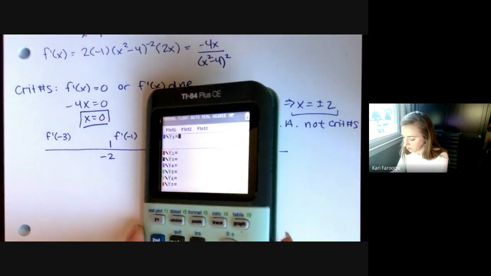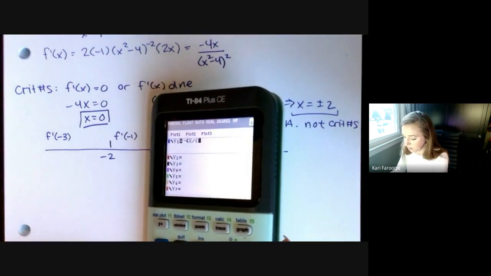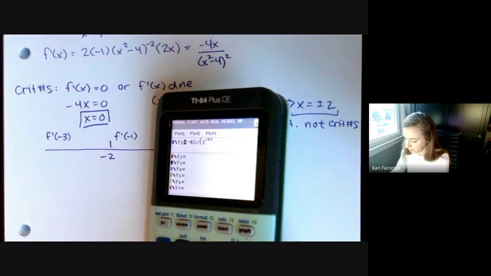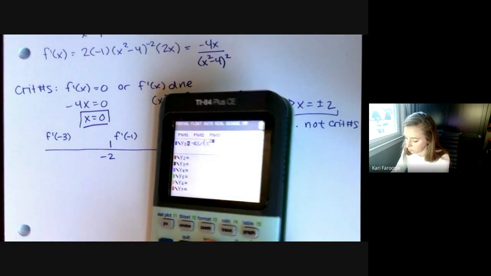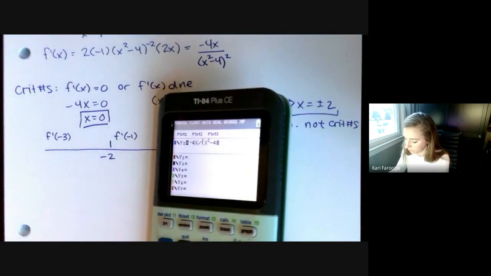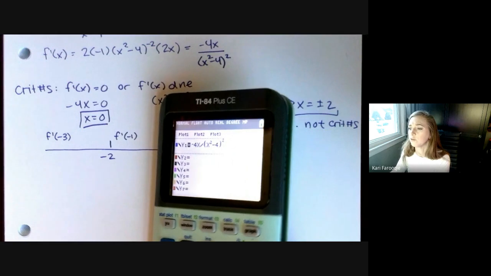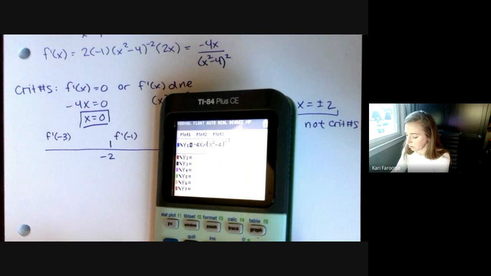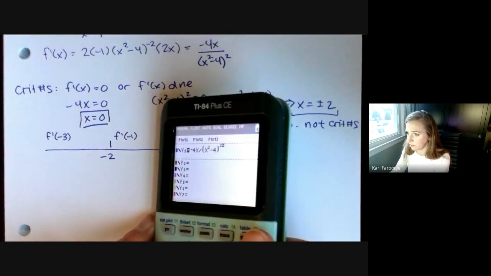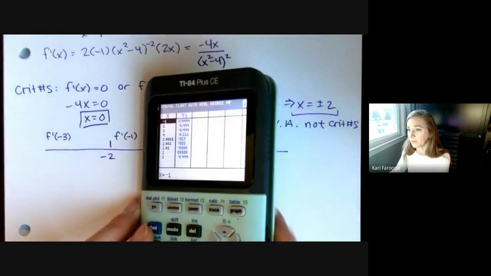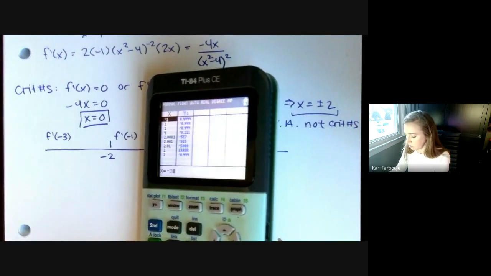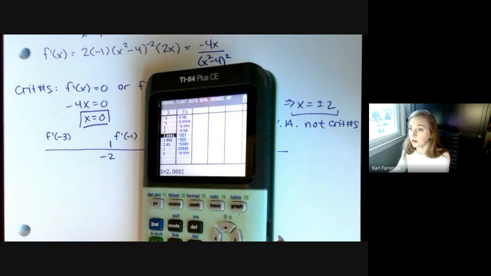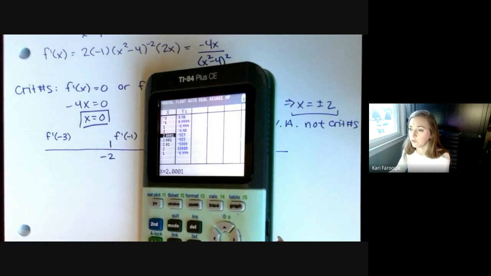My first derivative is -4x divided by (x squared minus 4) quantity squared. Now, I don't care what the graph looks like for the derivative. I only want to know what the sign of my derivative is at all 4 of these values. So I'm going to go to my table, and I'm going to enter -3, -1, +1, +3. And I have values that are positive, positive, negative, negative.